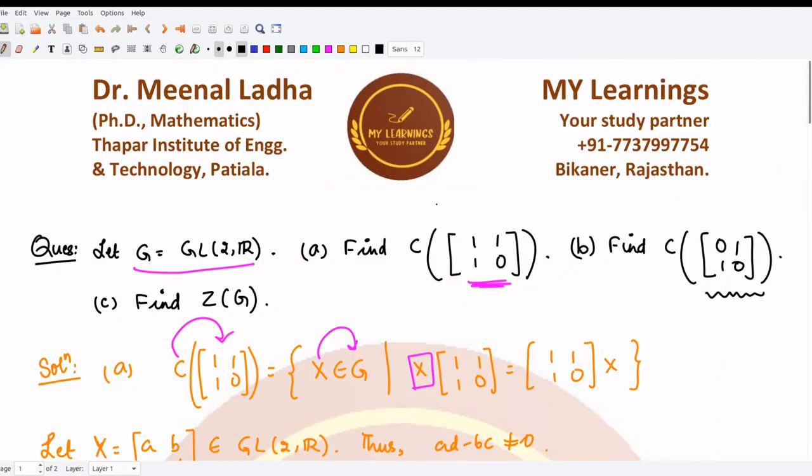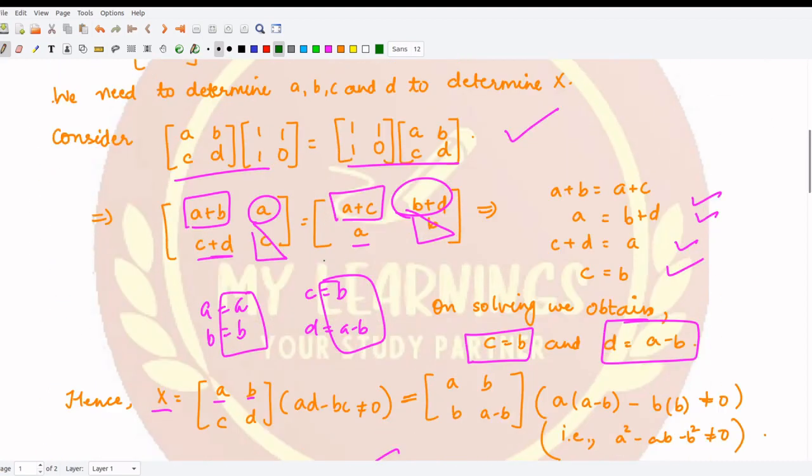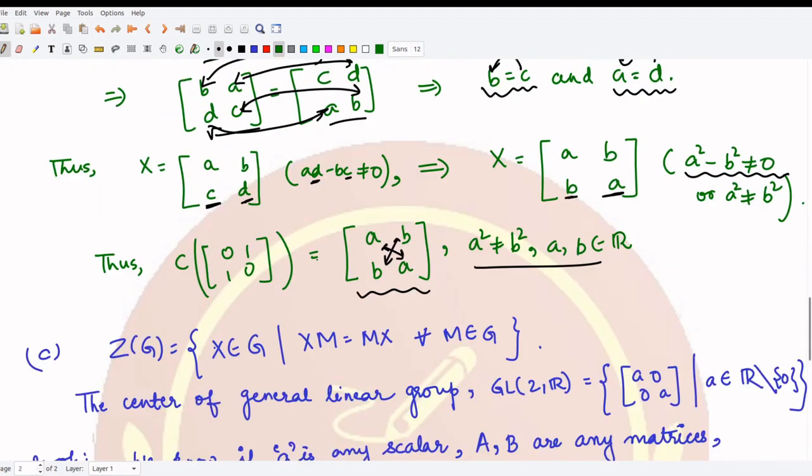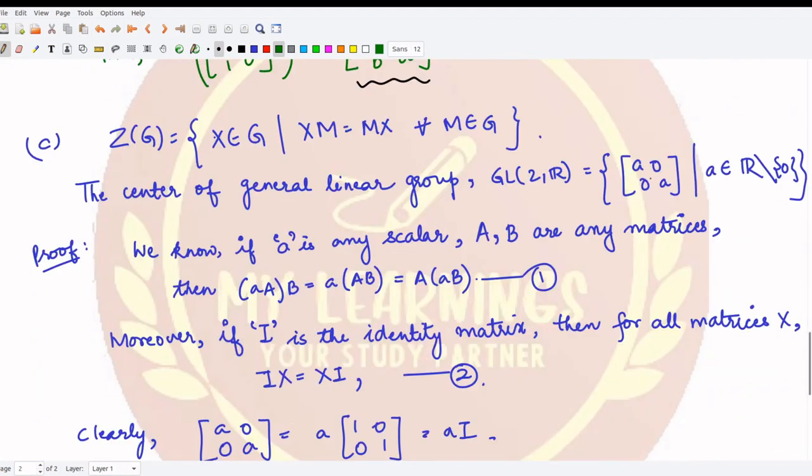Now let's move on to the third part, where we have to calculate the center of our group G, correct? Center of group. What is the center of some group? It is the set of all those elements from G such that this commutes with all the other elements of the group, correct? So we are collecting all those elements within G such that they commute with all the other members. So here I say the center is clearly this matrix, where what is this matrix?